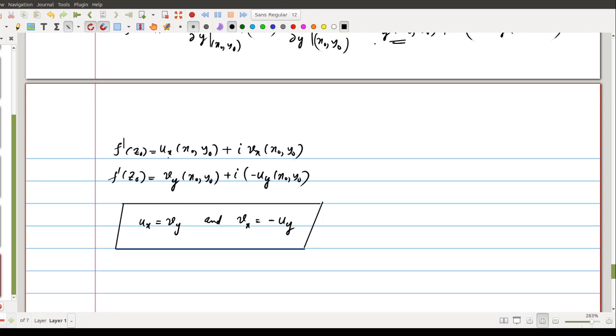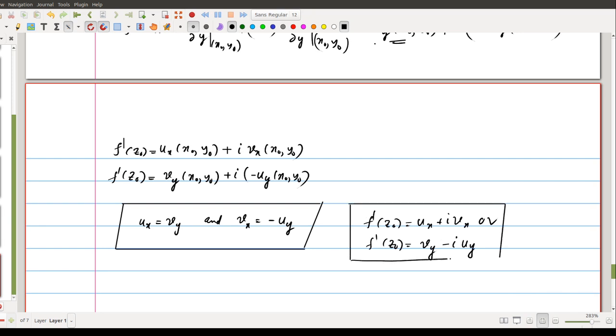In fact, you can use either of these equations for representing f dash z naught. Either f dash z naught is equal to u x plus I v x, or the same f dash z naught can be written as v y minus I times u y. So these are two equations for expressing f dash of z naught. This proves a necessary condition. This is a very important condition, so please go through it. After that there are some examples discussed in the textbook, so please go through them.